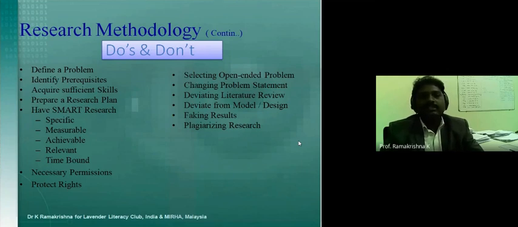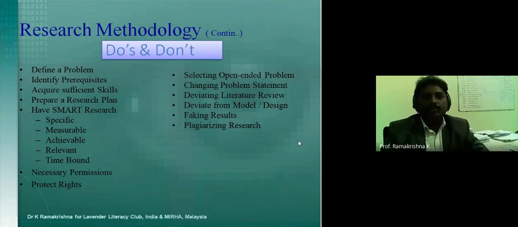And then next, changing the problem statement is not permitted. You cannot keep on changing the problem statements, though it is in the same domain. You will not be permitted. Or you should limit yourself, okay, to one problem.